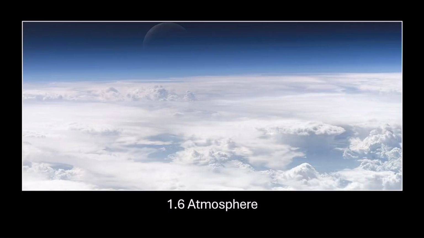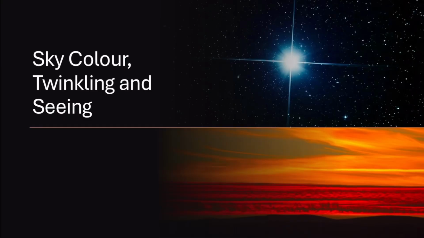Now we're on to the atmosphere. So the sky is blue at daytime because at daytime more blue light is scattered by the atmosphere. At sunset and sunrise, the sky is red. Now this is because light has further to travel through the atmosphere. It has more atmosphere to travel and therefore scatters more and goes red.